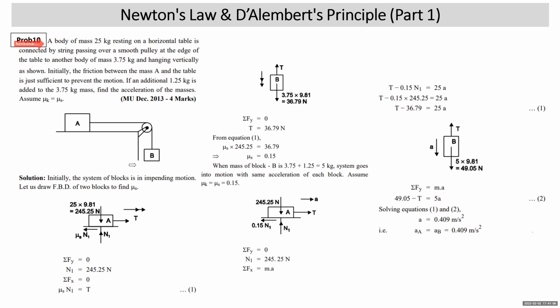So the first part of the problem will be that of statics. As a statics friction problem we are solving. We draw the free body diagram of block A. Weight is vertically down, 25 into 9.81, 245.25. Normal reaction is vertically upward. Tension T towards right. Friction is to the left. Friction is mu s N1. Now, sigma Fy is equal to 0, N1 is 245.25 Newton. Sigma Fx is equal to Ma. T minus mu s N1 is equal to Ma. M is 25.